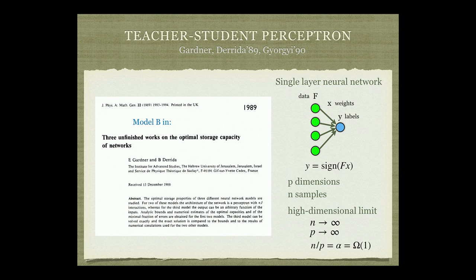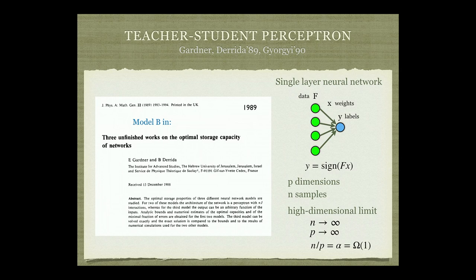And the case they studied is when the labels are generated as a sign of the scalar product of the labels and the data point, because at that time the sigmoid or the sign was the popular nonlinearity. And they worked in a regime which in statistics we call the high dimensional regime, where the dimensionality of the samples, so imagine the number of pixels in the figures, p, is going to infinity. The number of samples is also going to infinity, but the ratio between them is some constant, typically 5 or half.